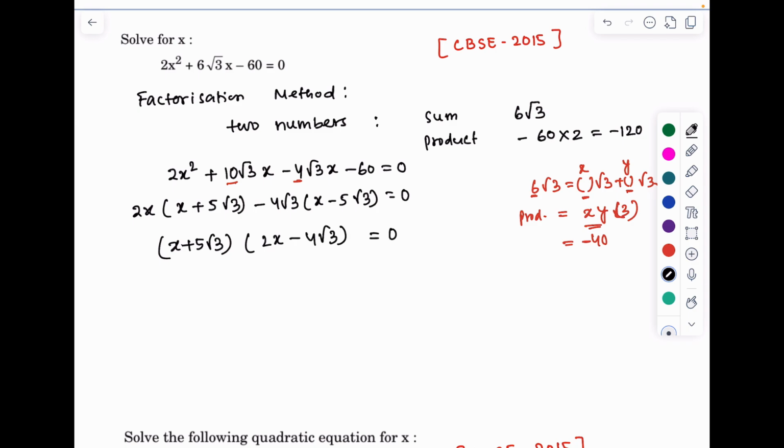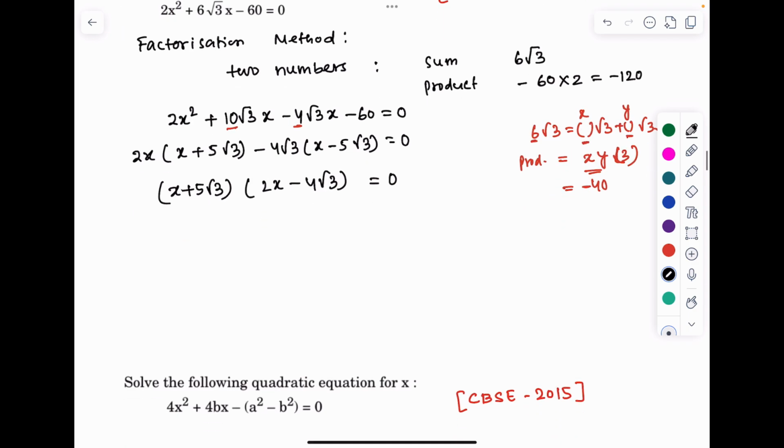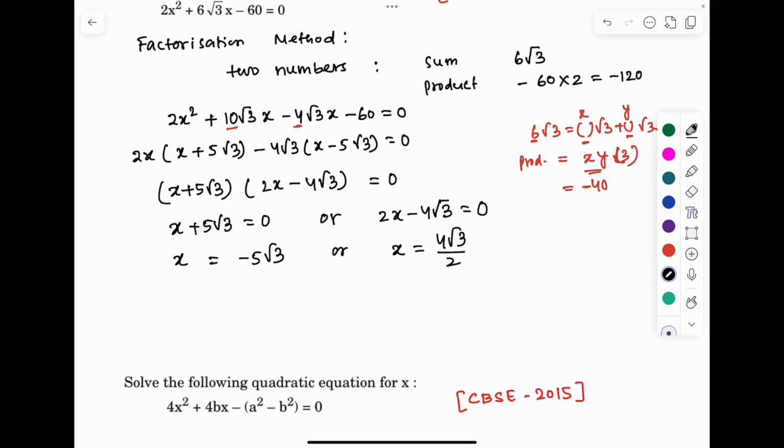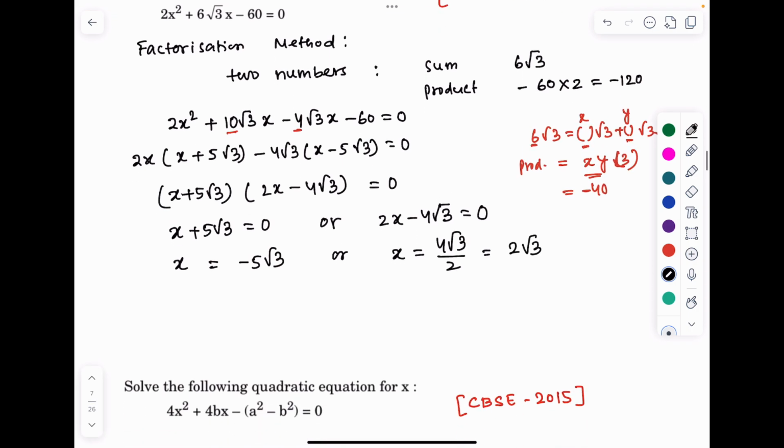Now we will get 2x minus 4 into root 3 which is equal to 0. Either this will be 0, or that will be 0. That means x plus 5 into root 3 is equal to 0, or 2x minus 4 into root 3 equal to 0, or x will be equal to minus 5 into root 3, or x will be equal to 4 into root 3 by 2, that is equal to 2 into root 3.